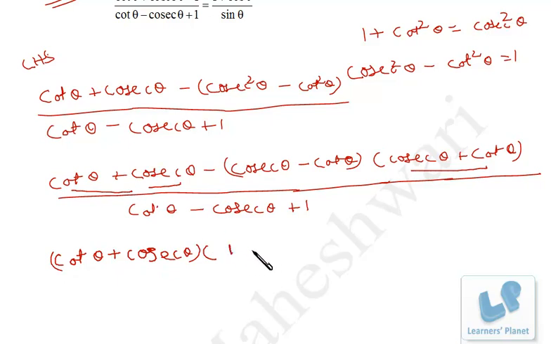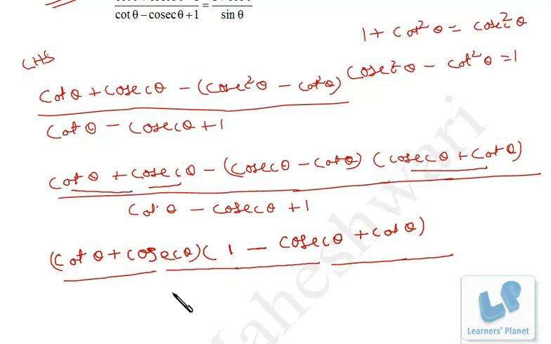Here I'll be getting 1 minus; this is in the bracket, so if I open the bracket, what I'll be getting is 1 minus cosec theta plus cot theta. Okay, and in the denominator I have cot theta minus cosec theta plus 1. Now just observe carefully, this expression and this expression, both of them are the same, right? This is cot theta minus cosec theta plus 1, right? So we can cancel them. So this is cancelled.